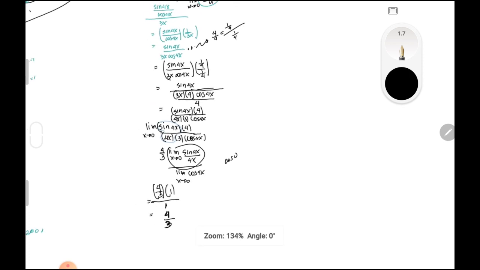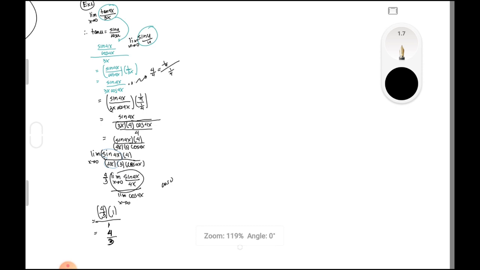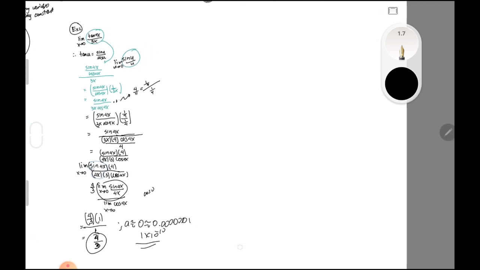Alright, so to check the answer, just substitute the value of x approximately equal to 0, which is approximately equal to 0.000001 or 1 times 10 raised to negative 10. So we'll have a value approximately equal to 4/3. Okay, that is our second example.